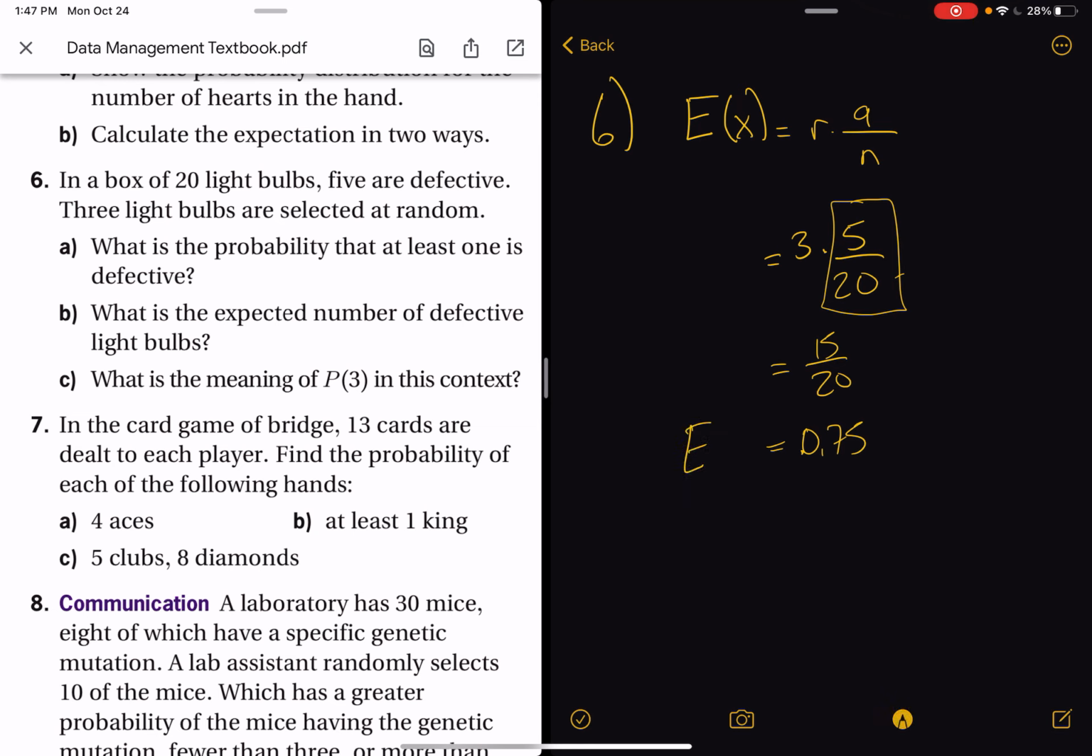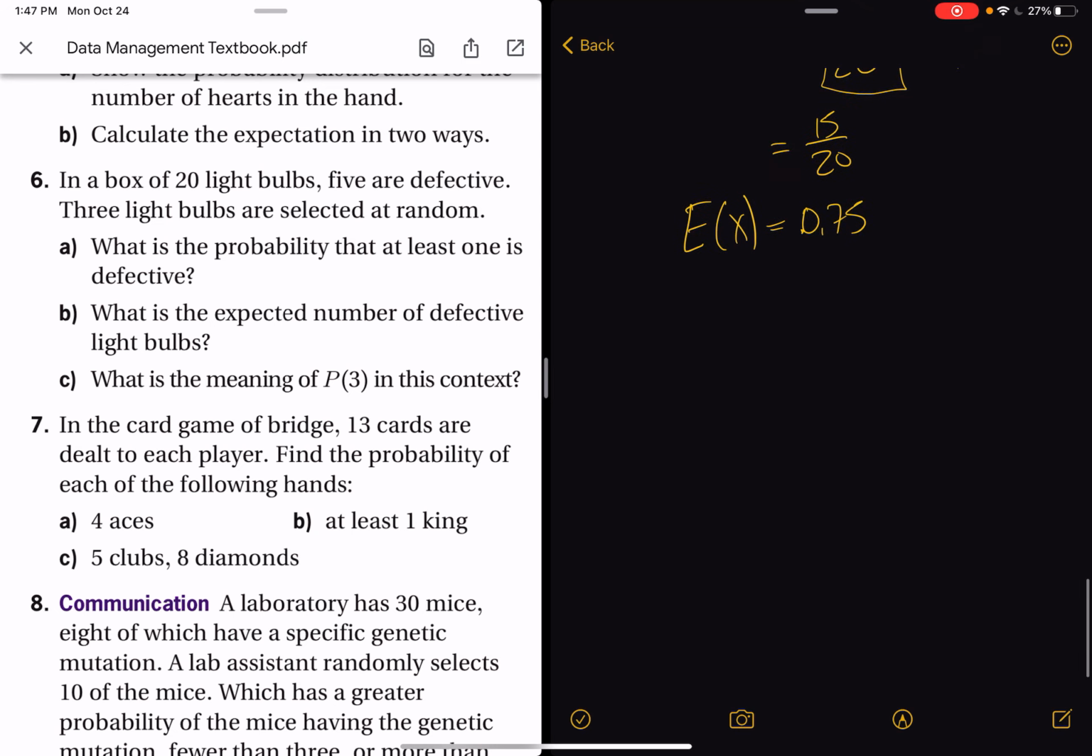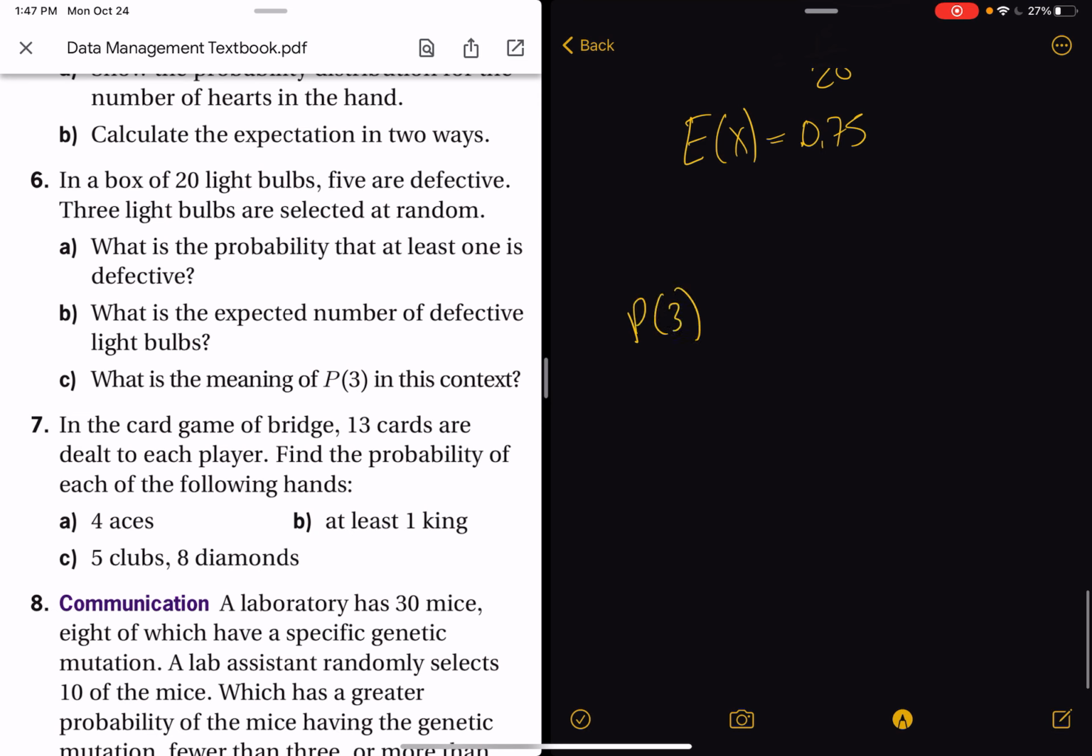So if I pick 3 bulbs, I don't even have to expect 1. I can expect less than 1. Right? If I picked 4 bulbs, I could pretty much expect 1 to be in there, right? Because a quarter of them, look, 5 over 20, 1 over 4 of them are defective. So if I pick 4, I can expect 1. Okay, so what is the meaning of P3 in this context?